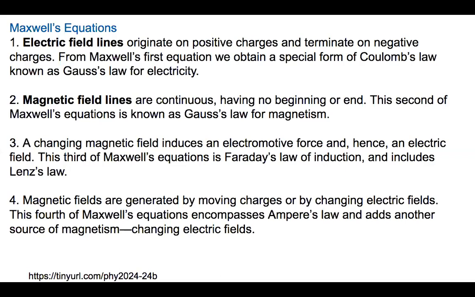So basically, if we don't use calculus or the differential equations, this is what those equations say. For electric field lines, they originate on positive charges and end on negative charges. Okay, so we learned that. The first Maxwell equation is basically Coulomb's law, just in differential form. Magnetic field lines should be continuous according to Maxwell's equations, and they don't have any beginning or ending. So they are in closed loops. This is also the description of Gauss's law for magnetism.